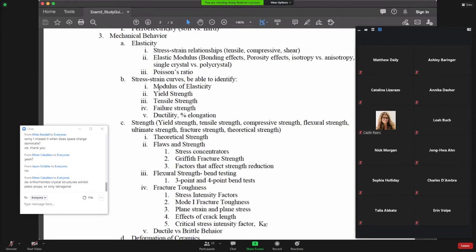Orthorhombic structures can also exhibit piezoelectric properties, because in an orthorhombic system none of your lattice parameters are equal, which allows you to have a lack of a center of symmetry. So orthorhombic structures can also be piezoelectric. Any other questions?